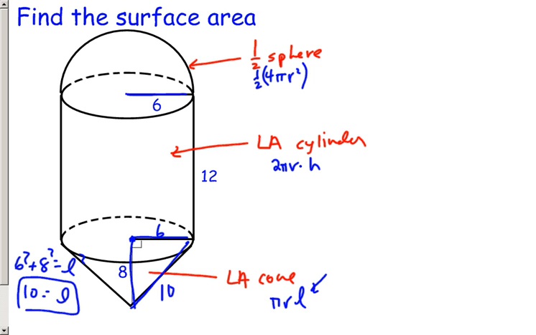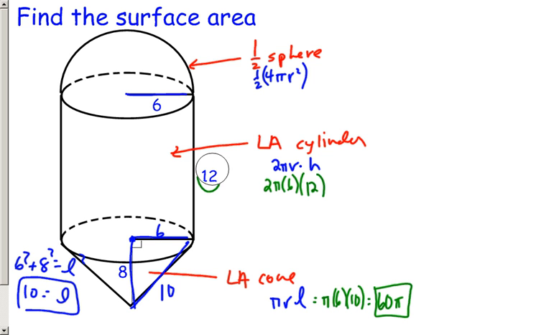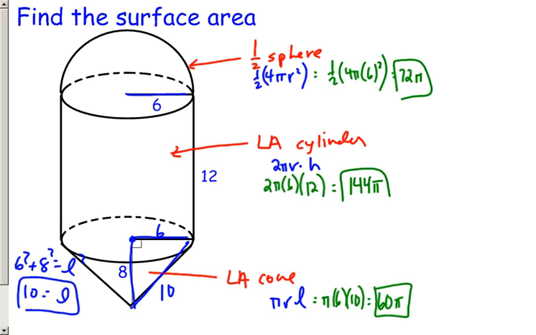So the only thing I didn't have, but now do, is 10. Now I just plug everything in and put it all together. Pi r L: pi, radius is 6, slant height is 10, gives me 60 pi. 2 pi r: 2 pi times 6 times the height of the cylinder, which is 12. And 1/2 of 4 pi r squared. The radius is 6. Half of 4 pi 6 squared is half of 36 times 4, so it's going to give you 72 pi. 2 times 6 times 12 is 144 pi. And again, I don't multiply the pi. If I was going to multiply 2 times 6 times 12 in my calculator, I would just multiply those numbers and not put the pi on until later.